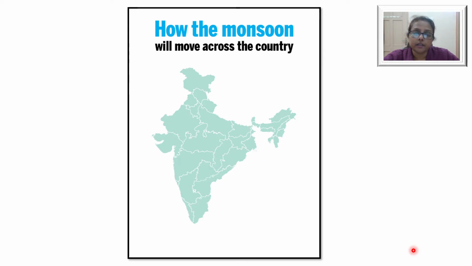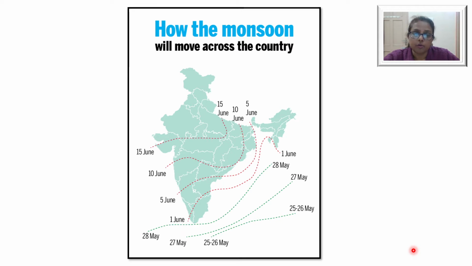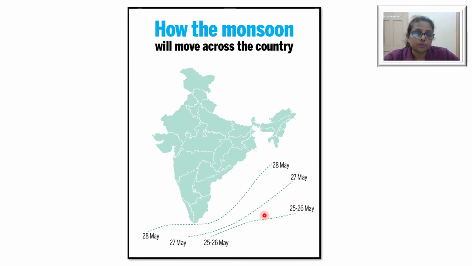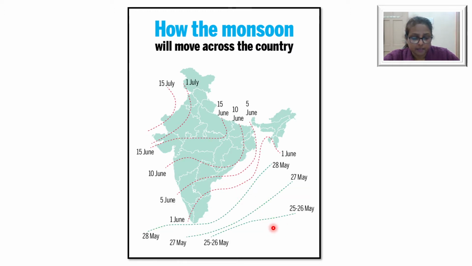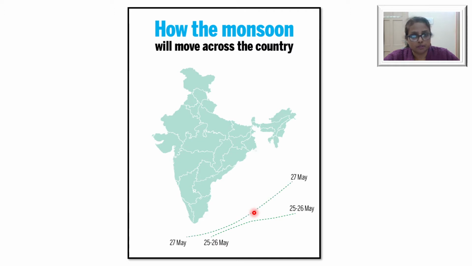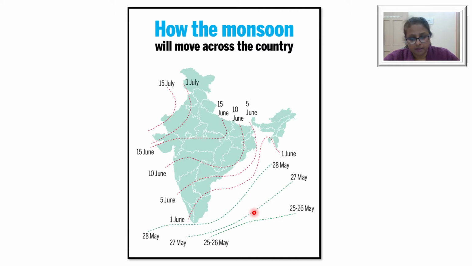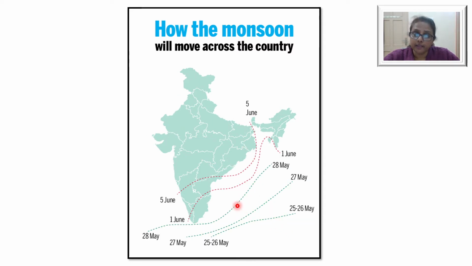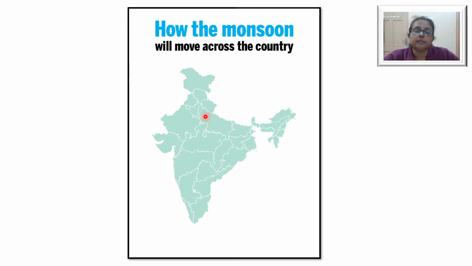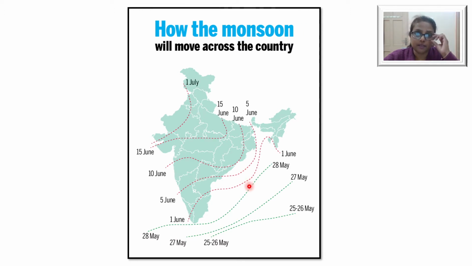It occurs due to differential heating of the land and the sea. And due to this differential in heating, there is a reversal of wind, which develops due to intense low pressure on the land and high pressure above the sea. These winds, which come from the sea, blow for nearly 6 months, and in the rest of the months, the winds blow from the land towards the sea.